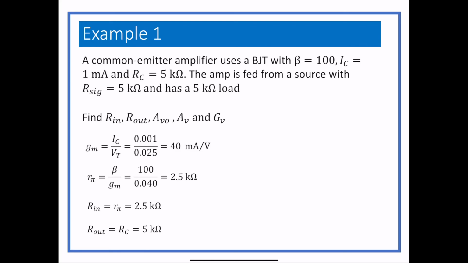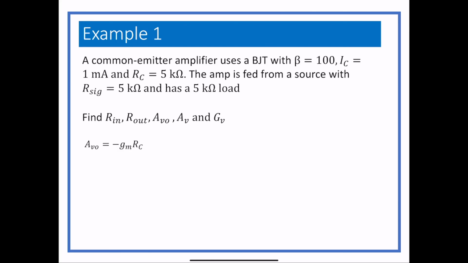AVO is just going to be minus GM RC, which I'll go to in just a second. I know it's all online anyway. So we can go through and calculate that, and we get negative 200. So that's a typical open amplifier type gain for a BJT. It's big. It's a lot bigger than MOSFET amps.